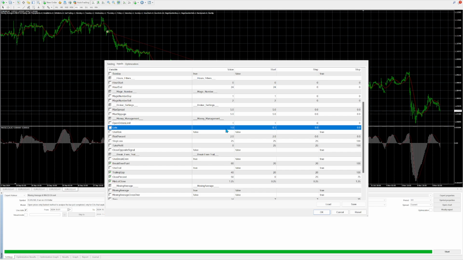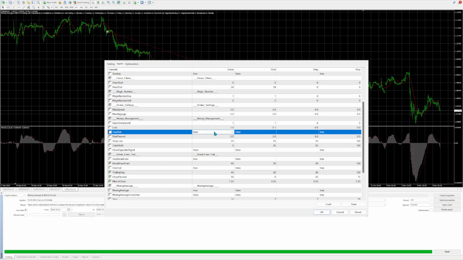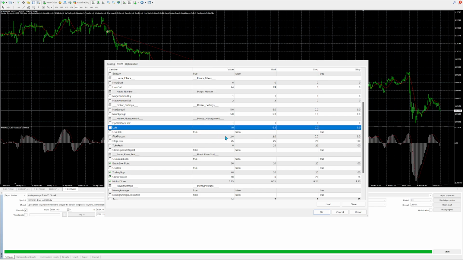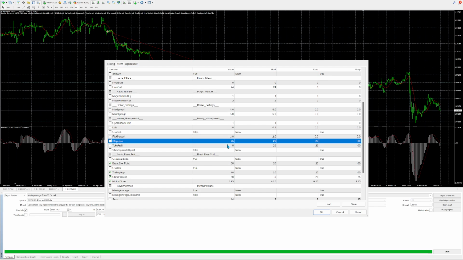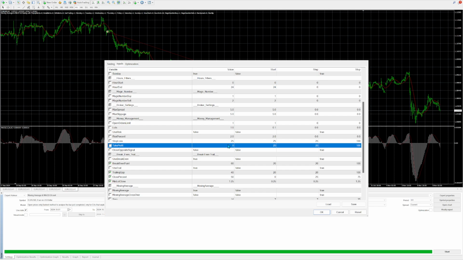The EA will use lots if you have user set to false. If you have user set to true, the EA will ignore the lots field and calculate the lots automatically depending on the value you have set in the risk percent field. So it's set to 2 by default, which basically means the EA will calculate the lot size, or the position size, so that it is equivalent to 2% of the account balance. Okay. Stop loss and take profit, self-explanatory.